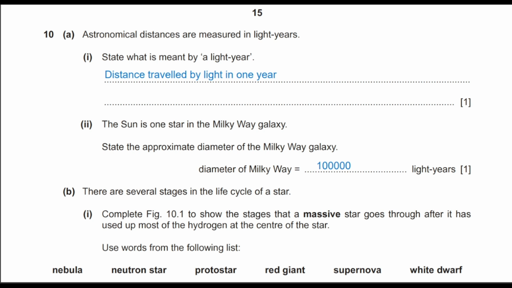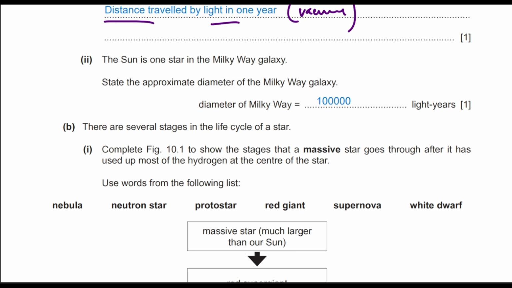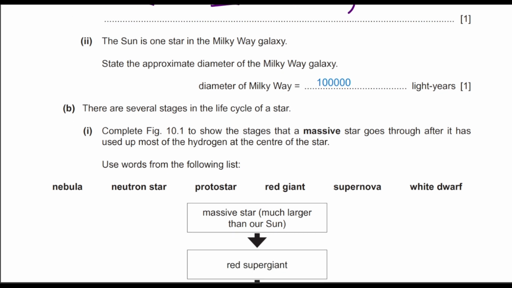The astronomical distance I measure in light years. What is a light year? It is the distance traveled by light in 1 year in a vacuum. The sun is one star away, a part of the Milky Way. State the approximate diameter of the Milky Way: this is 100 to 150 million light years.